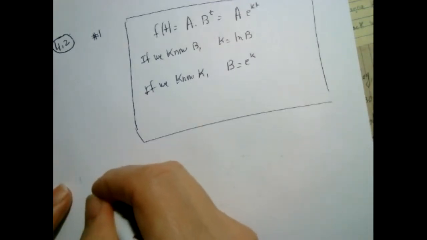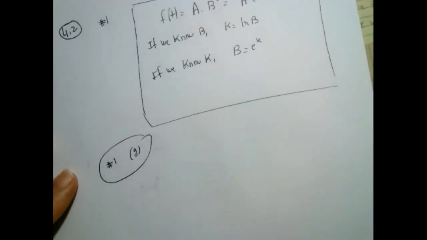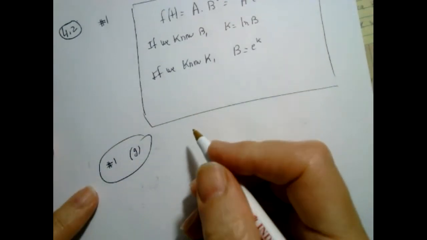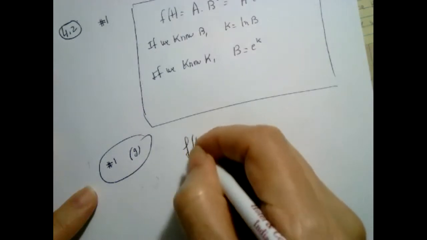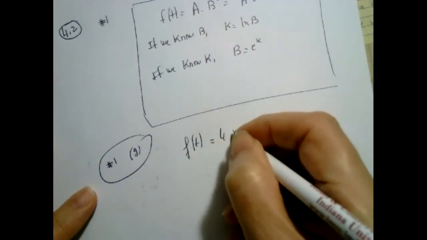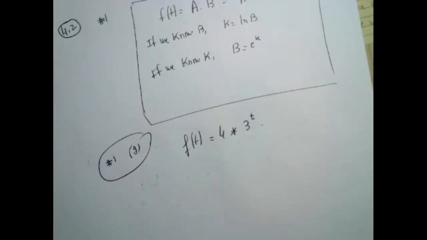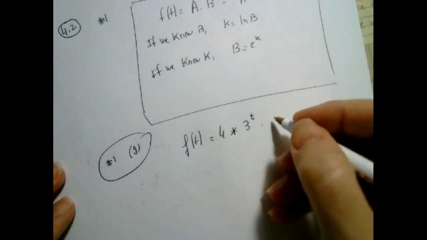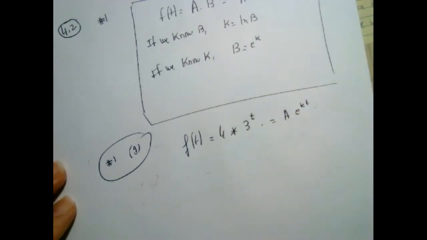So let's start with number one. Okay, the question is, we have the following function: f of t equals 4 times 3 to the t. And we have to rewrite it in the form a e to the kt. That's really what the problem is.